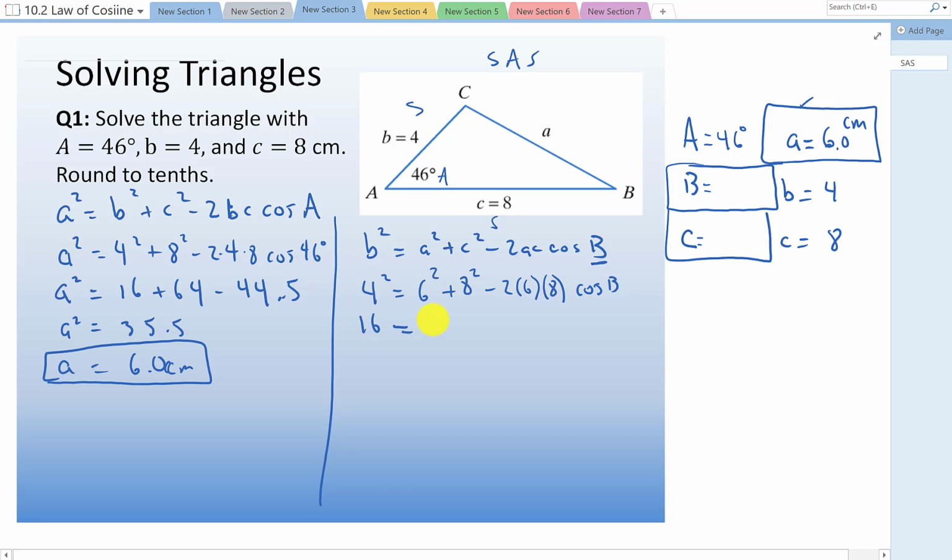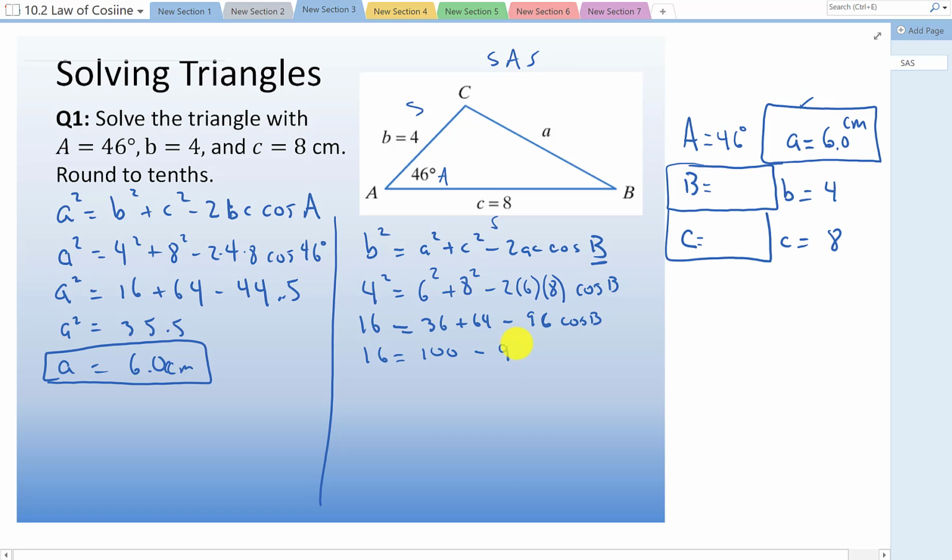16 equals 36 plus 64 minus 12 times 8. 96 cosine B. And 36 and 64 is 100, minus 96 cosine B.